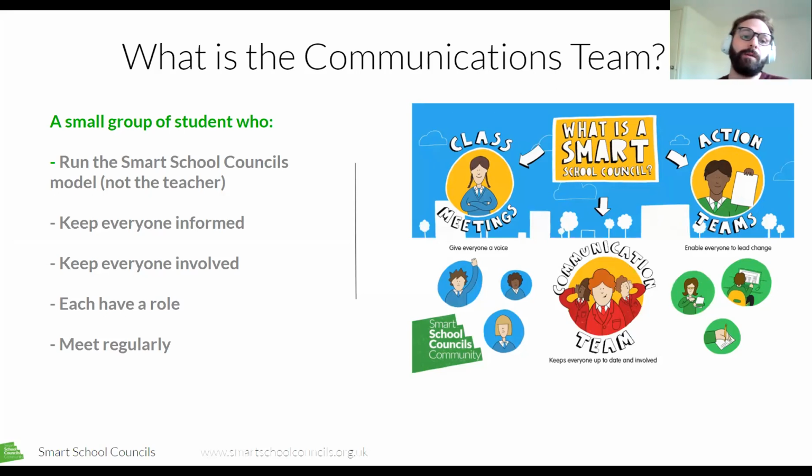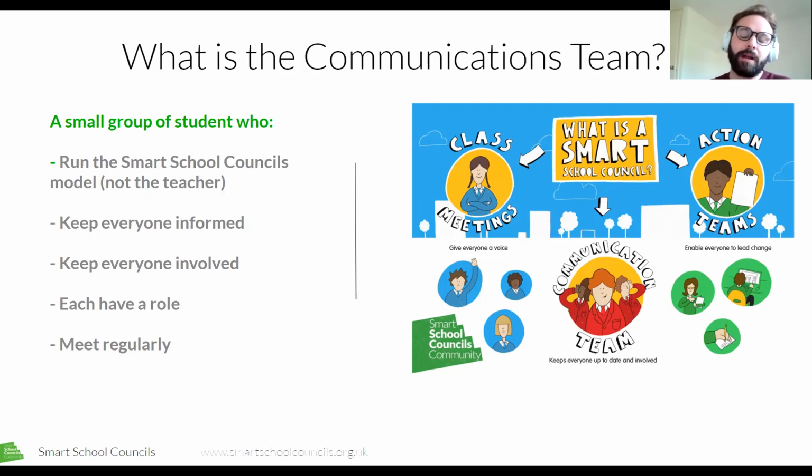So they're a group of students, a small group of students who run the Smart School Council's model, not the teacher, keep everybody informed, keep everybody involved. They each have an individual role, and they meet regularly to ensure that there's consistency of application of the program going by. Now, that's what we're expecting communications teams to be able to do by the end of the year. Of course, it takes some time to train them to make sure that they're competent and able and supported to do that. But that's their function within the wider model.